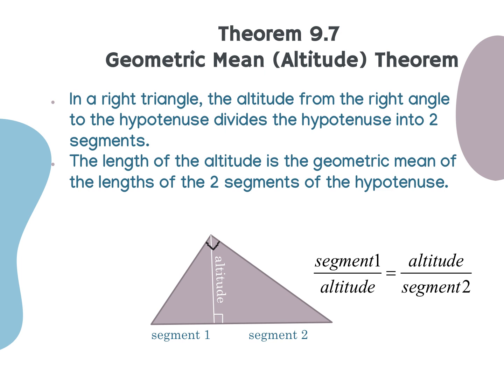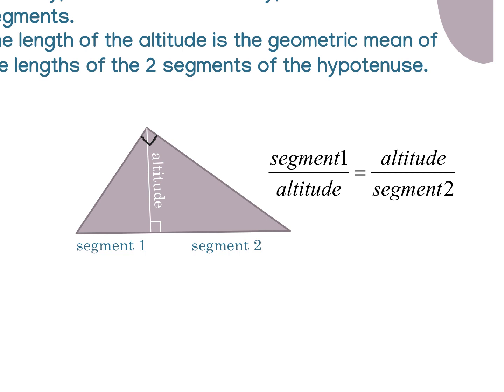So this theorem is called the geometric mean altitude theorem. In a right triangle, the altitude from the right angle to the hypotenuse divides the hypotenuse into two segments. The length of the altitude is the geometric mean of the lengths of the two segments of the hypotenuse. Lots of words here. Okay, so let's take a look at our picture here. So we have our original right triangle here.